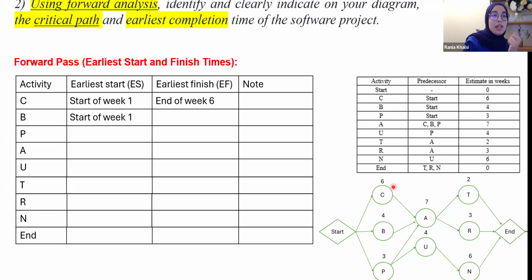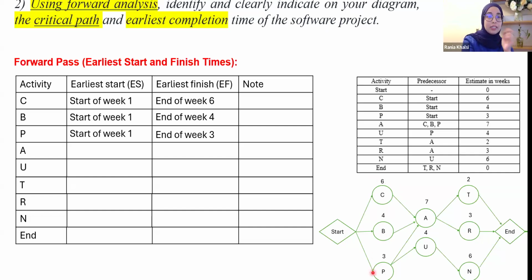So it finished. Next, in the same week, when we started the project, which is the start of week 1, activity B starts. This activity takes how long? It takes 4 weeks. So the earliest finish time for this activity is the end of week 4. Next, we have activity P. It also starts at the start of week 1, and this activity P will take 3 weeks. So the earliest finish for this activity is the end of week 3.